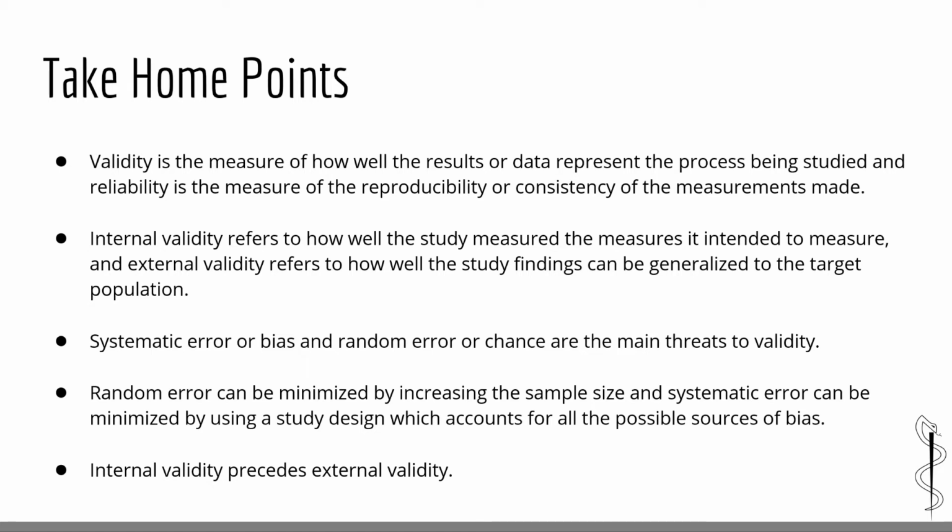Here are the take-home points. Validity is the measure of how well the results or data represent the process being studied, and reliability is the measure of the reproducibility or consistency of the measurements made. Internal validity refers to how well the study measured the measures it intended to measure, and external validity refers to how well the study findings can be generalized to the target population. Systematic error or bias and random error or chance are the main threats to validity. Random error can be minimized by increasing the sample size, and systematic error can be minimized by using a study design which accounts for all the possible sources of bias. Lastly, internal validity always precedes external validity.